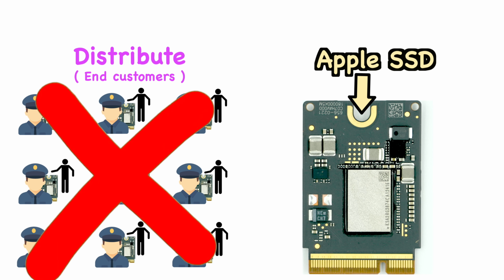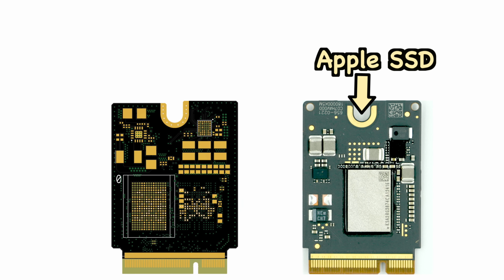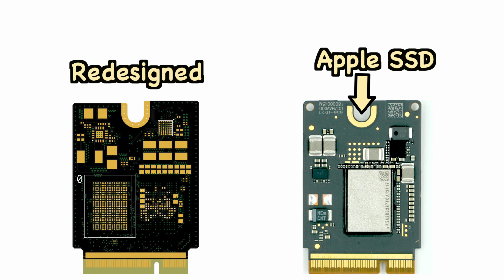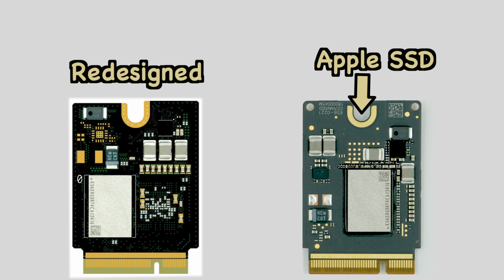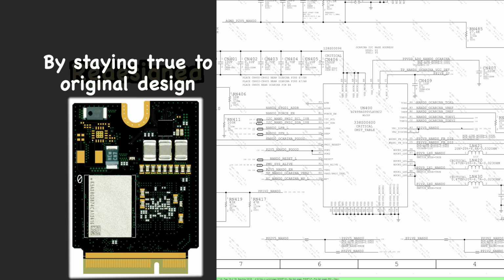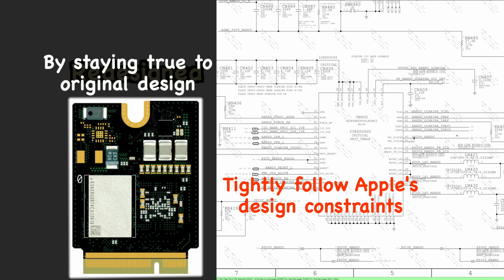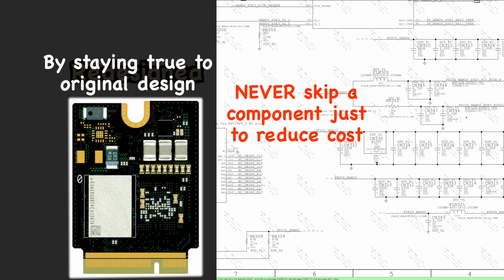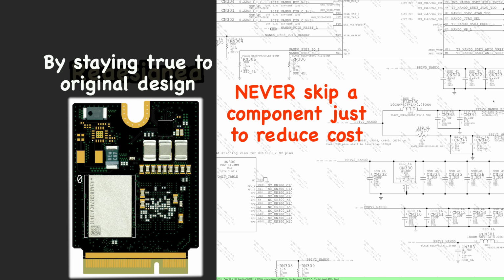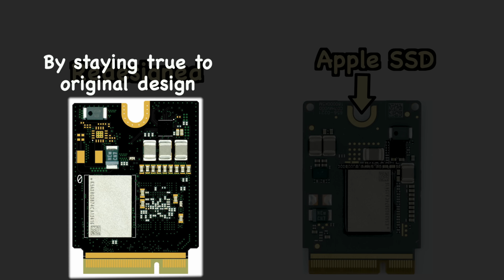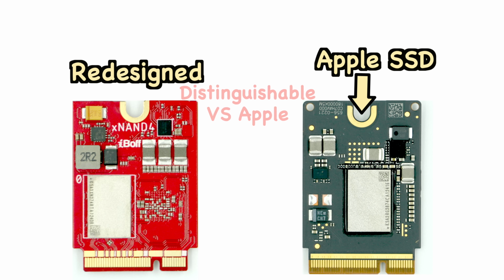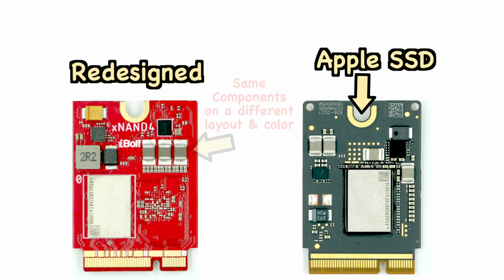So we finally made a pivotal decision and decided to redesign the entire SSD from the ground up instead, carefully and meticulously arranging each component into our own optimized layout. By staying true to Apple's original design, we selected all the components to tightly follow Apple's design constraints, as we never ever skip even a single component simply just to reduce cost. Additionally, we deliberately chose a striking red color just to distinguish it further from Apple's counterpart without compromising performance in any way. They're basically the same components on a different layout and color.